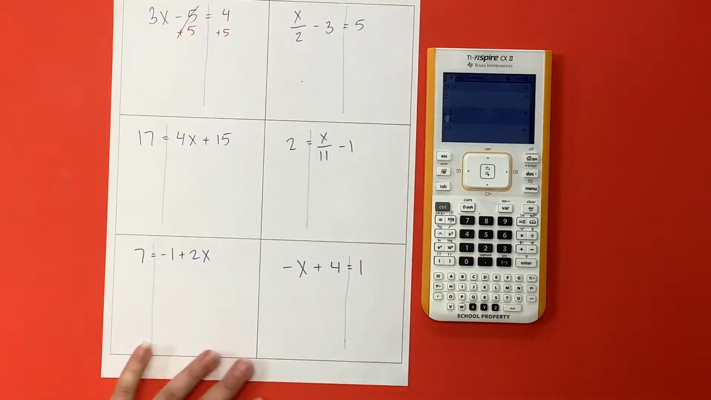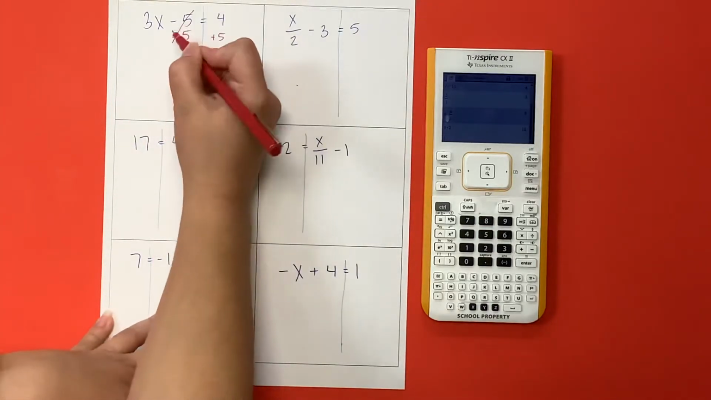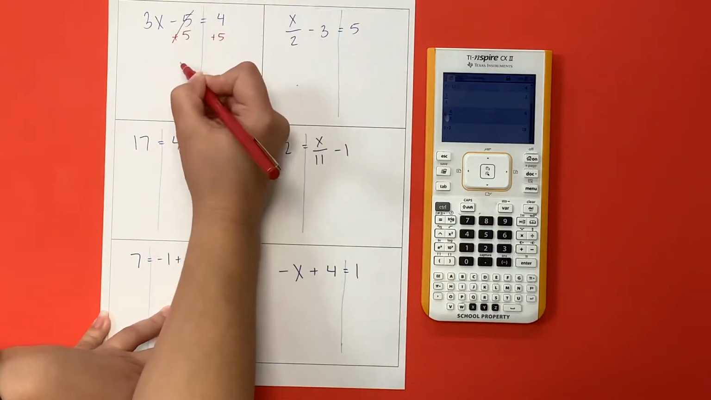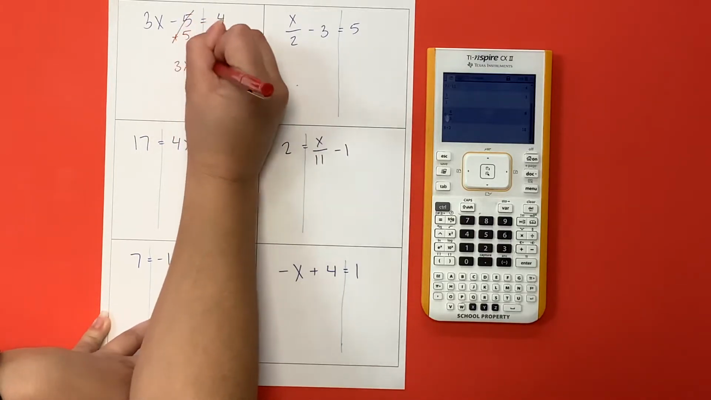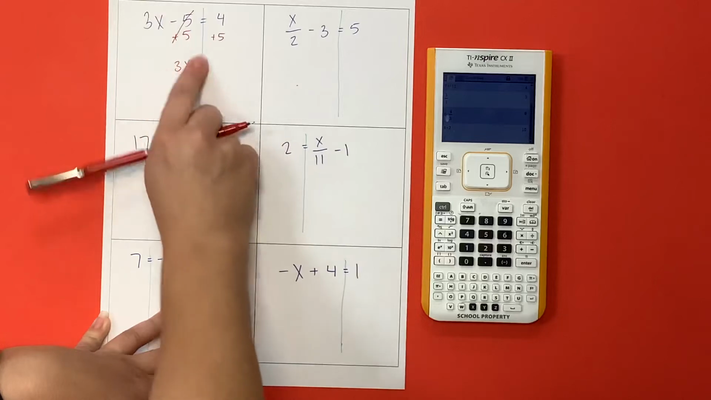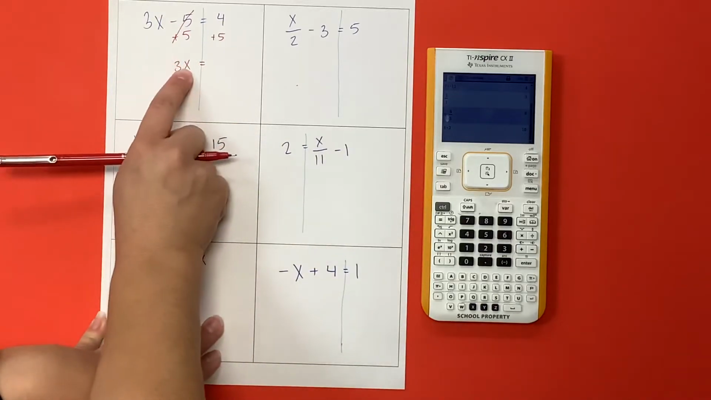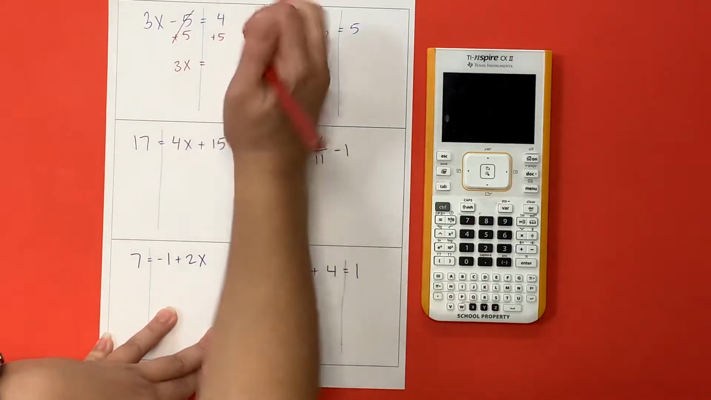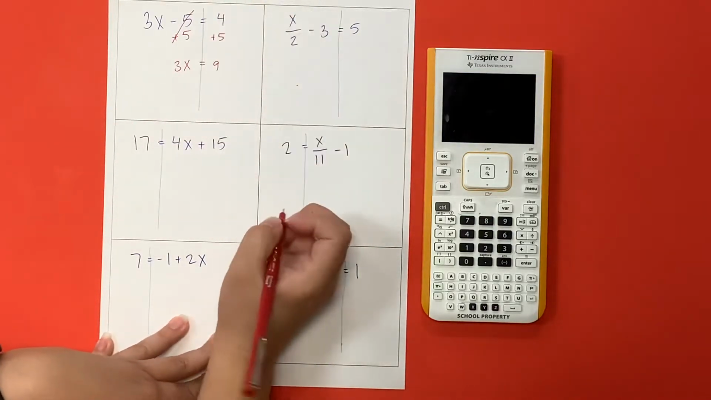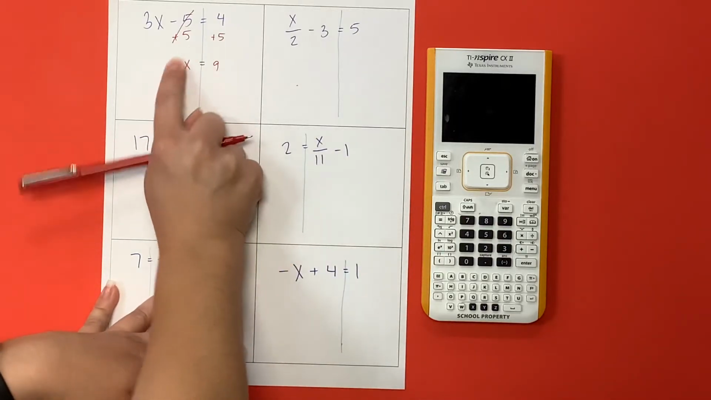This cancels out. I use a slash to show that it cancels out, so I remember that I am not going to rewrite anything right here. What I am going to rewrite is this 3x. This 3x is the new part of the equation on this side. There is nothing else besides 3x on this side. On this side of the equation, I now have 4 plus 5. That's 9.